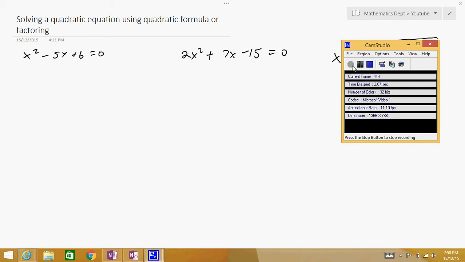Hello everyone, welcome to our lesson on solving a quadratic equation. Today we're going to be using two different methods to solve a quadratic equation. One is the quadratic formula, the other one is factoring. So let's get straight to it.